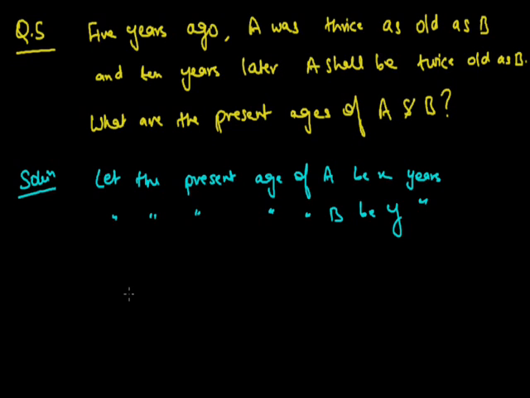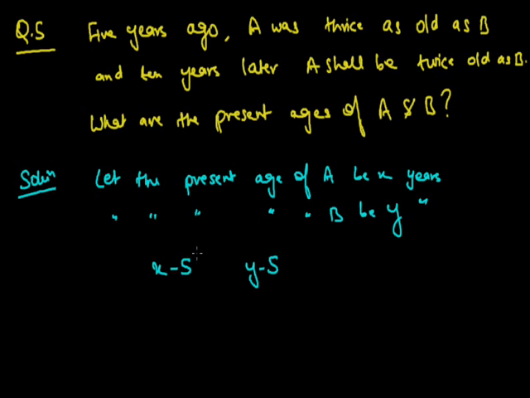So it is given that 5 years ago, means x minus 5 and y minus 5. It means the ages of both we have taken 5 years ago. So that's why we have subtracted 5 from both their ages, because they are talking about 5 years ago. So x minus 5 and y minus 5.